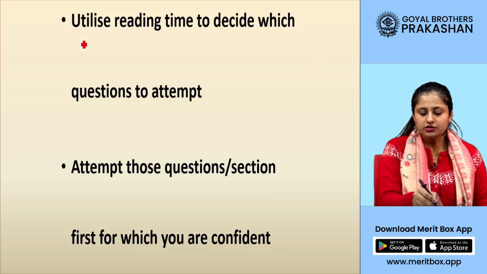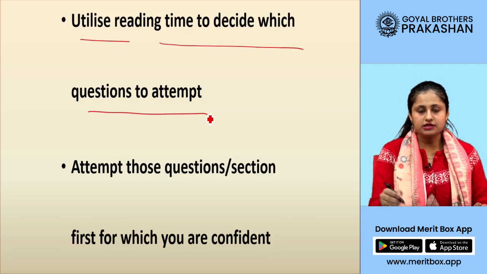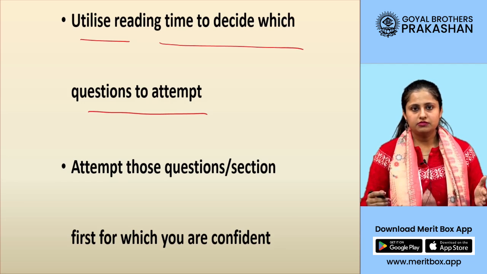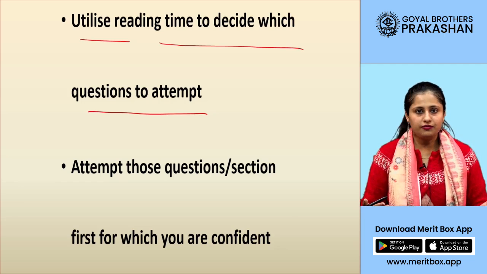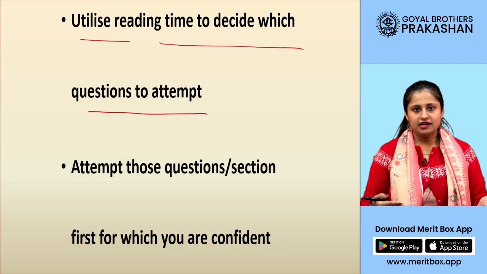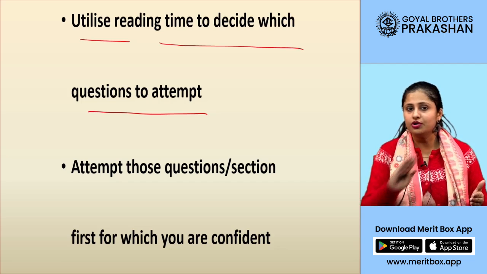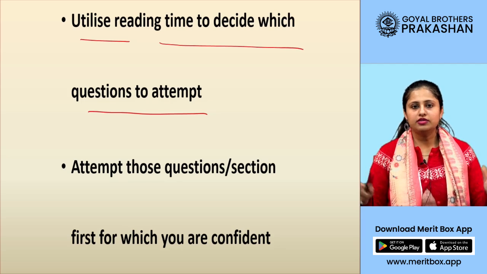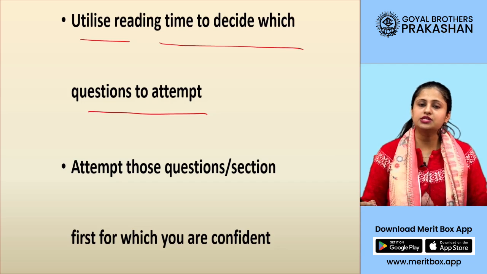Now, utilize your reading time to decide which questions are to be attempted. In your reading time, there is an ample amount of time, that is around 10 to 15 minutes. You can easily decide or eliminate your choice of questions which you don't want to attempt. You can recall all the important points which are there in your mind so that you can decide which question is to be attempted.